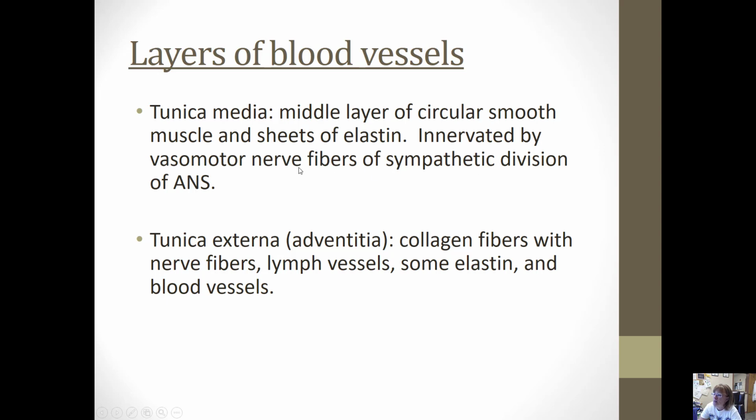Oh, this is very important. I'm so glad that I saw this. I forgot to tell you that the tunica media, primarily of the arteries, is innervated by vasomotor fibers coming from the vasomotor center of the medulla, which we will talk about in the regulation of cardiac output. And so smooth muscle is innervated by the sympathetic division. There is no parasympathetic innervation of vascular smooth muscle. It's only under control by sympathetic.